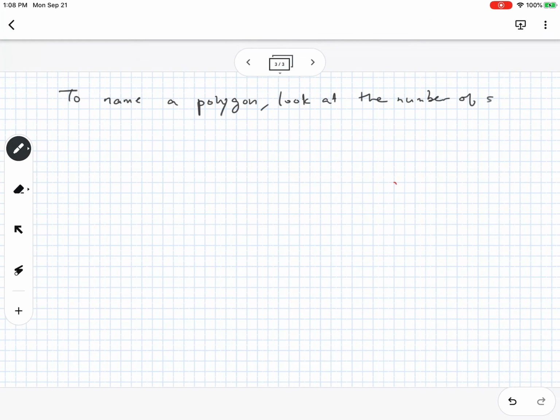look at the number of sides. So the minimum is a 3-sided. Then we have a 4-sided, and then a 5, 6, 7, 8, 9, 10, 12. And then we might even have like 50 sides. So these are the number of sides, okay? So 3 sides, 4 sides, 5, 6, 7.